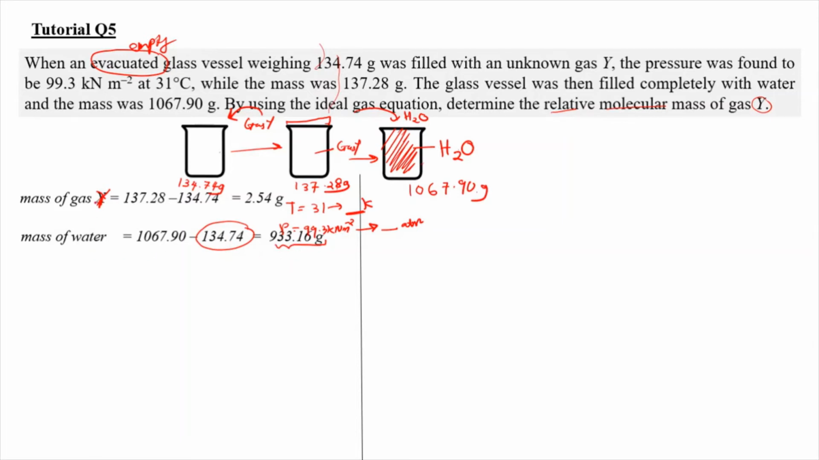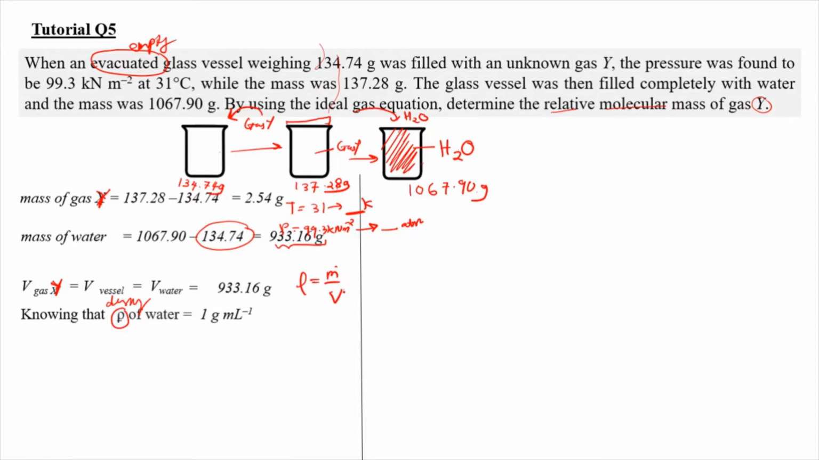So in order to find the volume of the gas Y, we need to get the volume of the container, in which the volume of the container is the volume occupied by the water, which is 933.16 gram. And we know that the density of water is 1 gram per ml. So the volume will be obtained when we divide the mass, which is 933.16 gram, by the density of water, which is 1 gram per ml. Okay, so when we cancel it out, we're going to get the volume to be 933.16 ml.